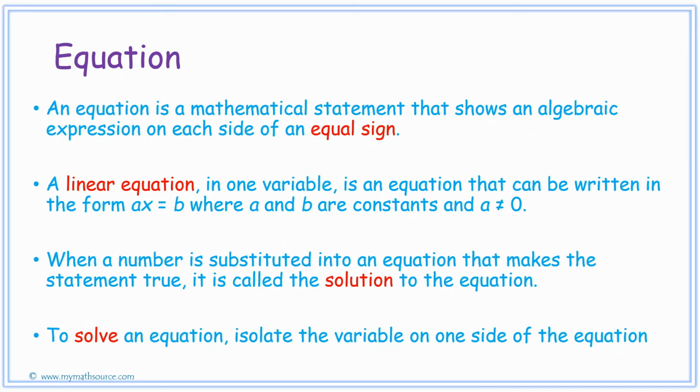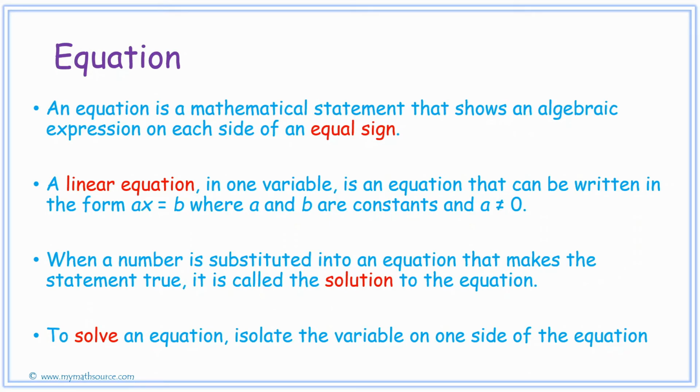Then we have what's called a linear equation. Now, a linear equation in one variable, we're going to learn about linear equations in two variables soon. But a linear equation in one variable is simply an equation that can be written in the form ax equals b, where a and b are constants and a is not equal to 0.